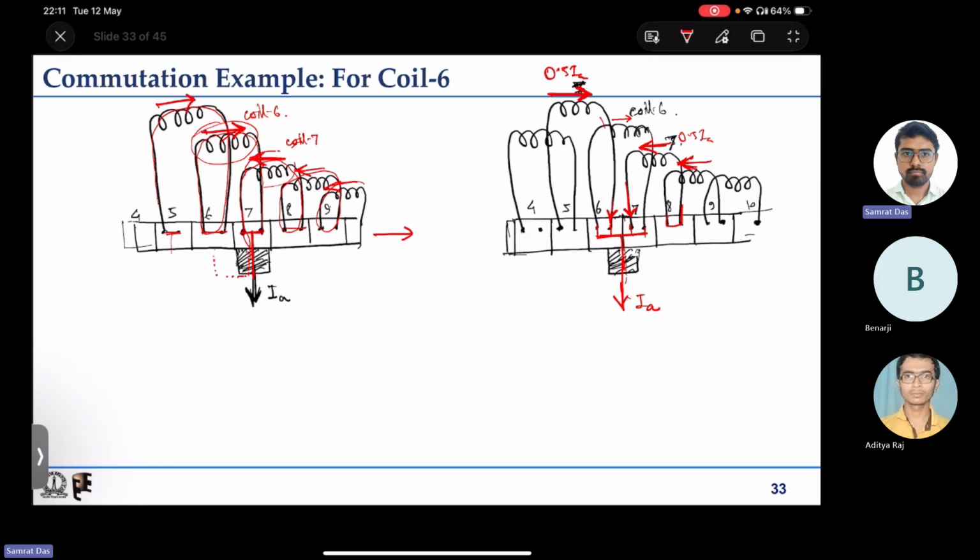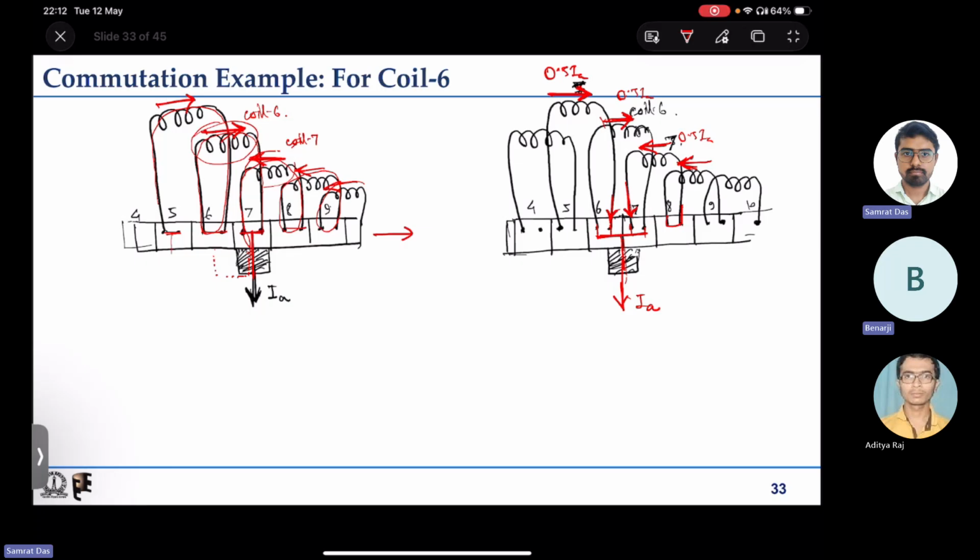Now, just before commutation, coil 5 was carrying current in this direction, 0.5 IA, and so it will start reducing, and another one will start increasing, that's all. So this 0.5 and 0.5 remains fixed. Am I missing something here?